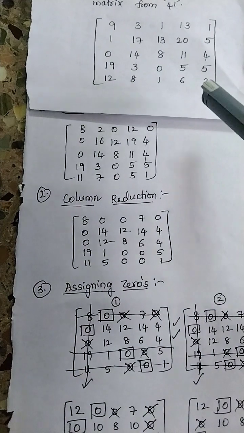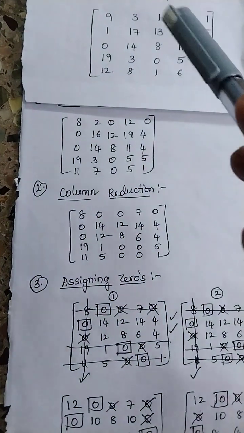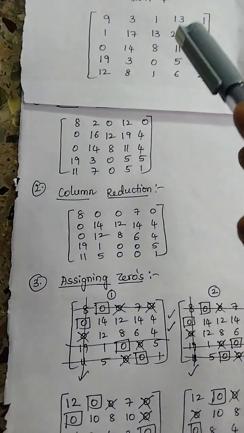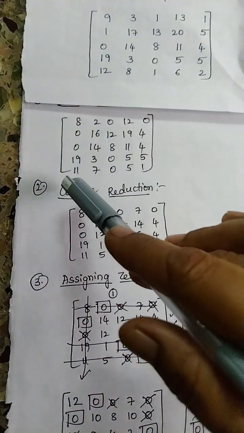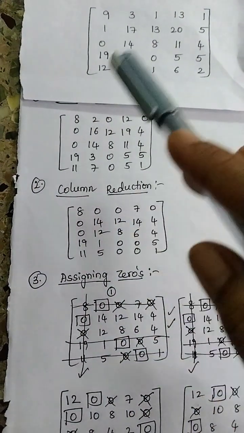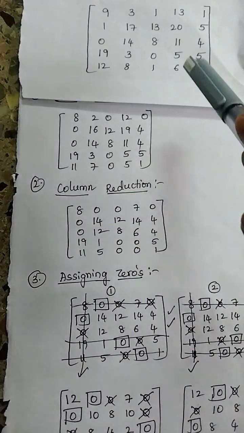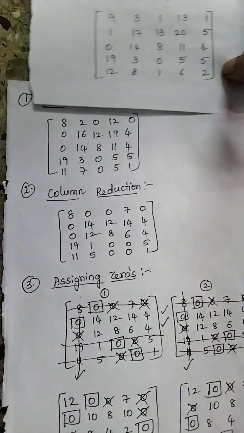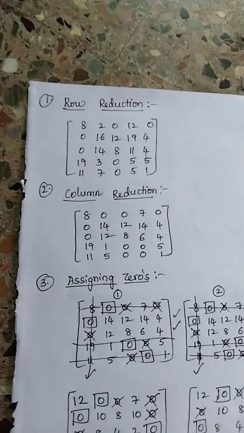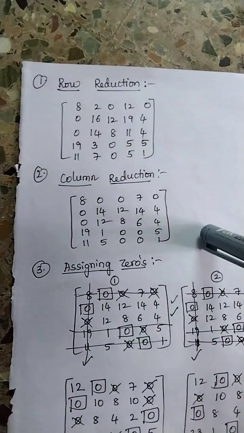In the fifth row, the least value is 1. You are going to reduce the value of 1 from every value of that row. So 12 minus 1, 11. 8 minus 1, 7. 1 minus 1, 0. 6 minus 1, 5. 2 minus 1, 1. Hence, row reduction completed. Now, we are moving on to the column reduction.